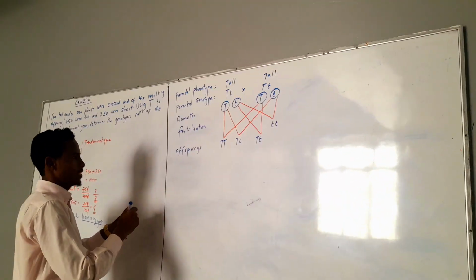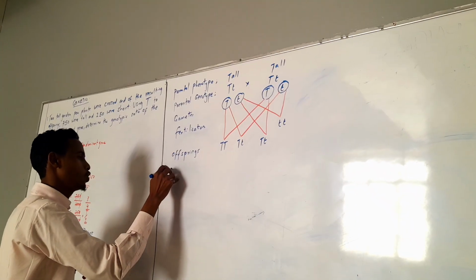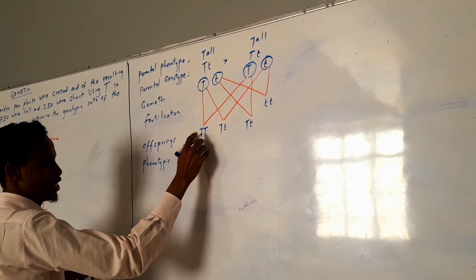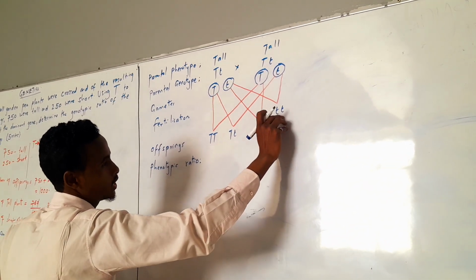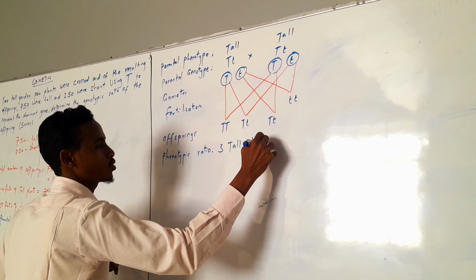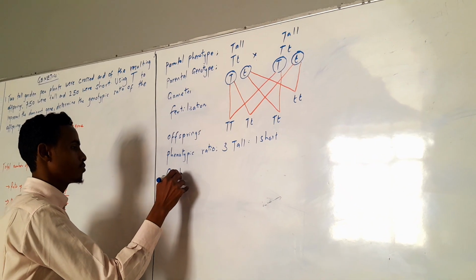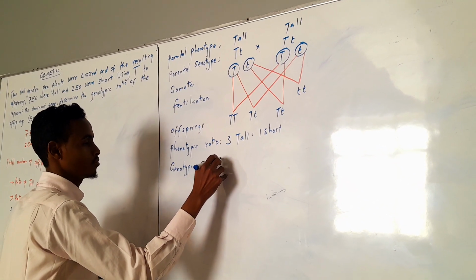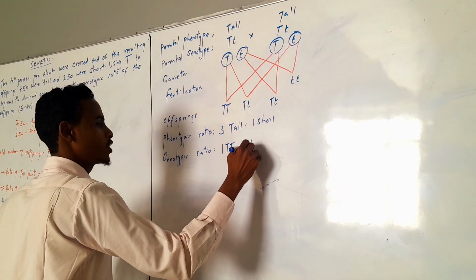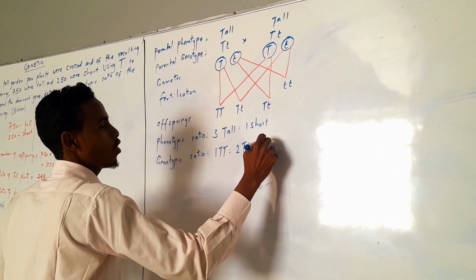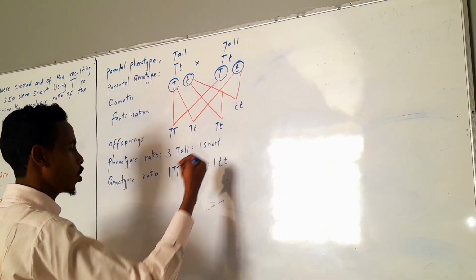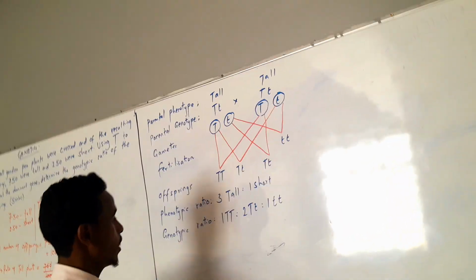Now, phenotypically, these are the offspring. The phenotypic ratio: this one is tall, this one is tall, this one is tall, and this one is short. Three tall, one short. Genotypic ratio: it will be one homozygous tall, two heterozygous tall, and one homozygous recessive, that is, short or dwarf.